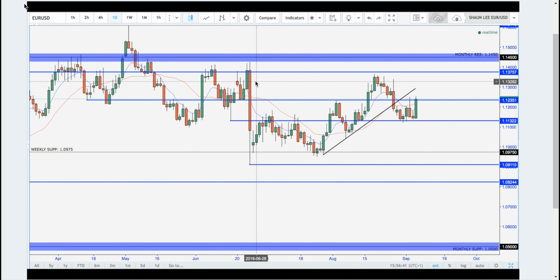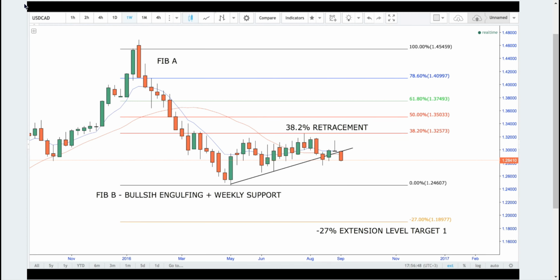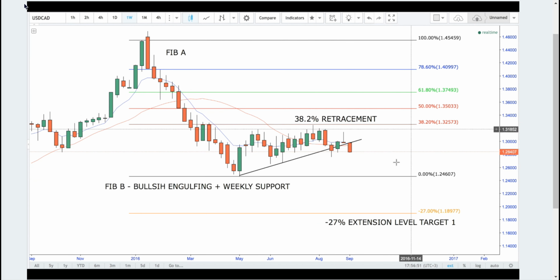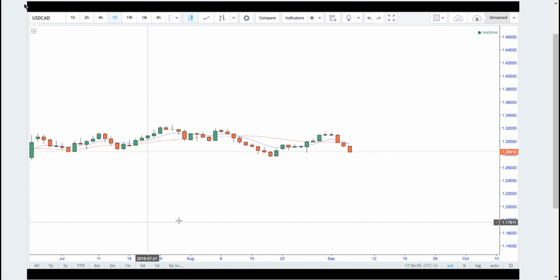I haven't done all of my analysis for the week ahead, actually, to be honest. So let's have a look at the Euro JPY. While that's loading, let's go back to the USD CAD. So the USD CAD, let's have a look at the daily time frame. I'm going to remove everything from this in a minute.